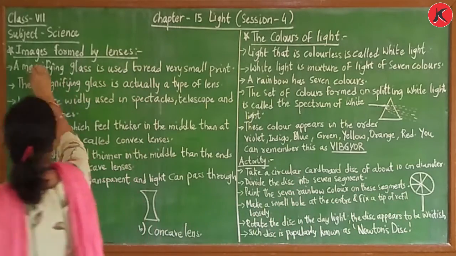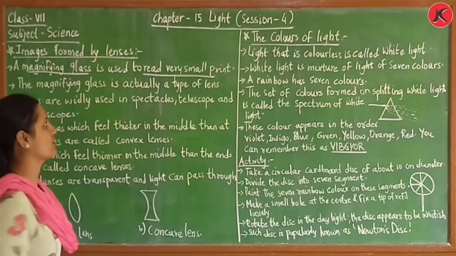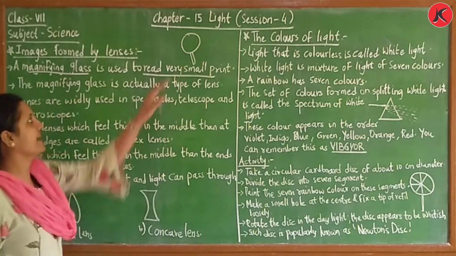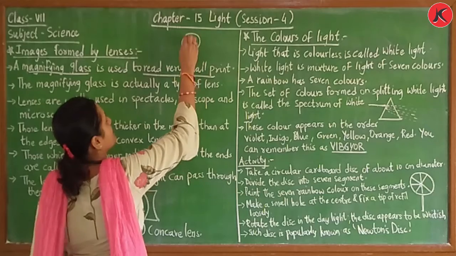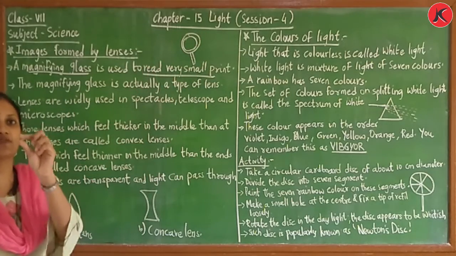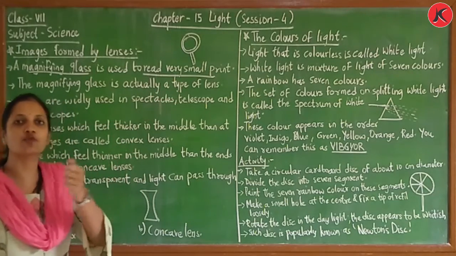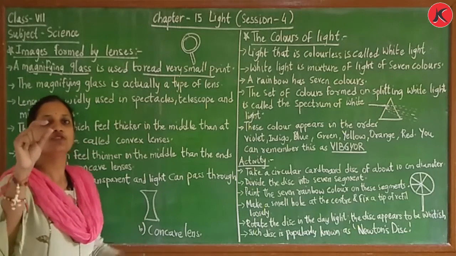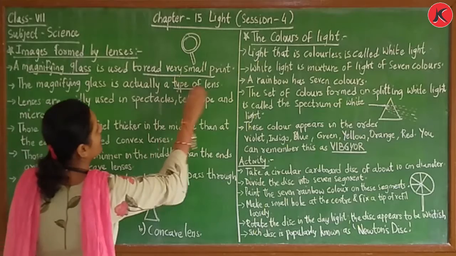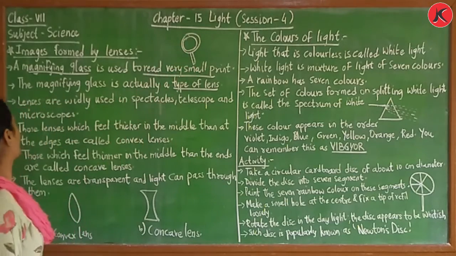A magnifying glass is used to read very small print. You must have seen a magnifying glass also, children. It is a circular shape with a handle here, right? And here the lens is fitted inside it. Now what type of lens is there, so that we can see the writing in big form? Though it is very tiny writing, we use a magnifying glass to read it, and it shows the writing in enlarged form. So the magnifying glass is actually a type of lens fitted into it.